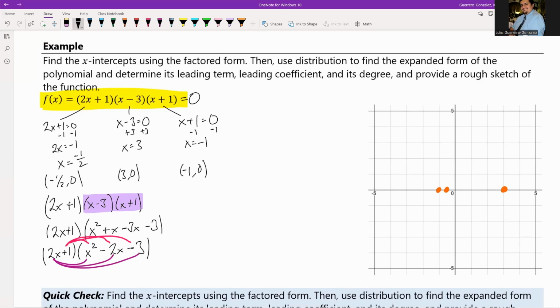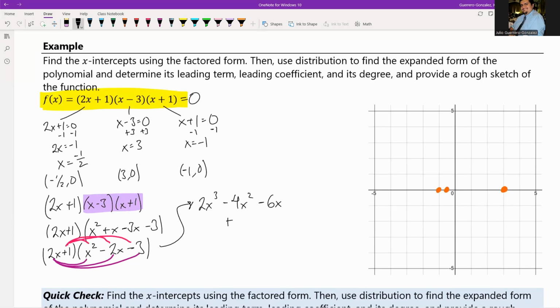So 2x times x squared, that's going to be 2x cubed. So I'm going to go from here to here. Okay, 2x times minus 2x, that's going to be minus 4x squared. Okay, 2x times negative 3, that's going to be minus 6x. We are done with the 2x. We move on to the plus 1 now. Okay, so it's going to be plus, and I'm going to do it right here.